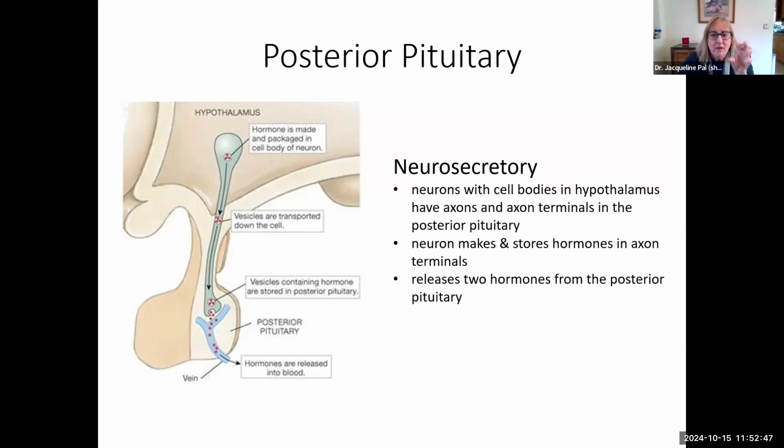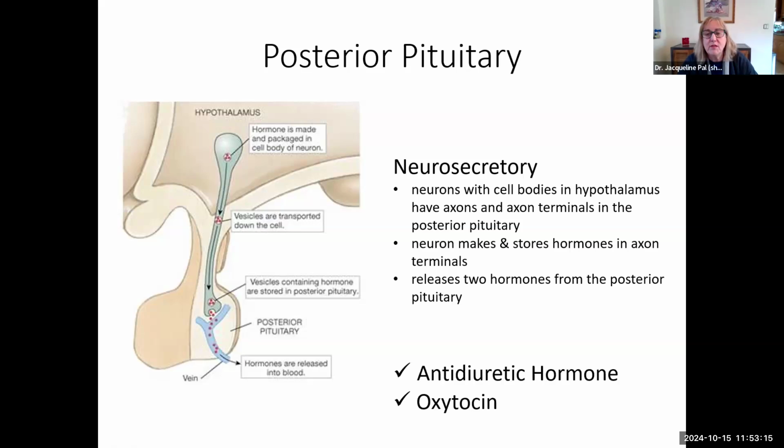Okay. So there are two hormones that these neurons make. So in other words, there are two hormones that can be released into the bloodstream from the posterior pituitary. And so we don't say the hormones are coming from the hypothalamus. The hormones are coming from the posterior pituitary. And these two hormones are antidiuretic hormone and oxytocin.